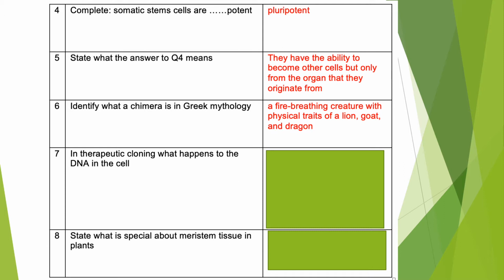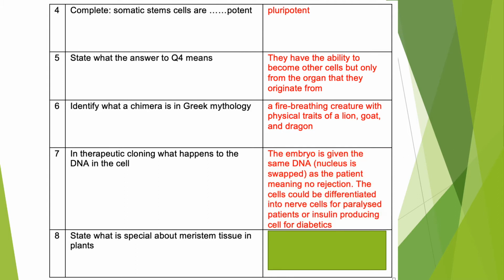Number 7, in therapeutic cloning, what happens to the DNA in this cell? So this one is kind of a lengthy process, but the gist of it, the embryo is given the same DNA as the patient, meaning that there's going to be no rejection, and the cells could be differentiated into nerve cells for paralyzed patients or insulin-producing cells for diabetics. So the bottom line is that the embryo is given the same DNA as the patient, because if you had different DNA from the patient, then there is a risk of white blood cells attacking those stem cells.